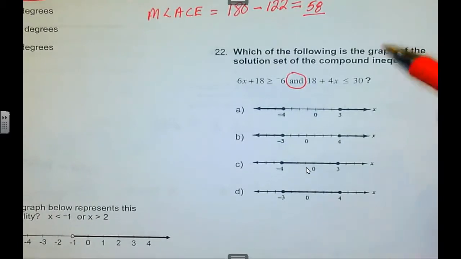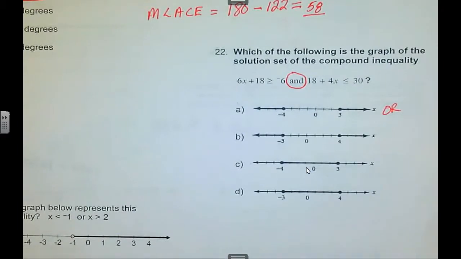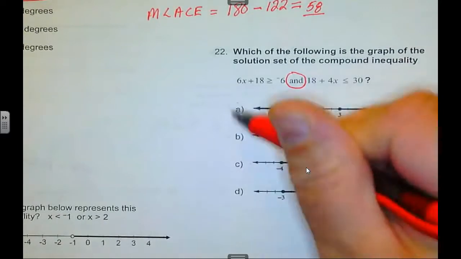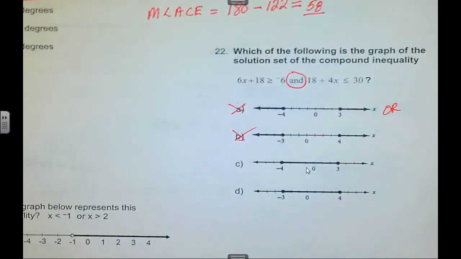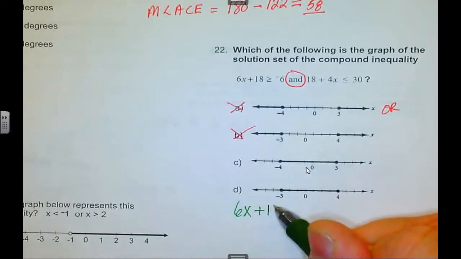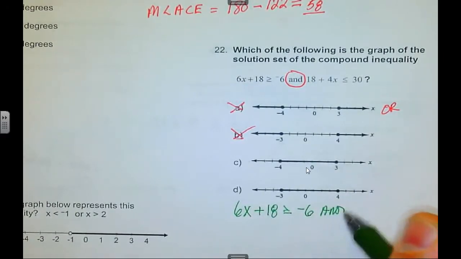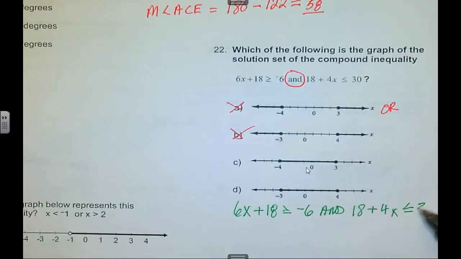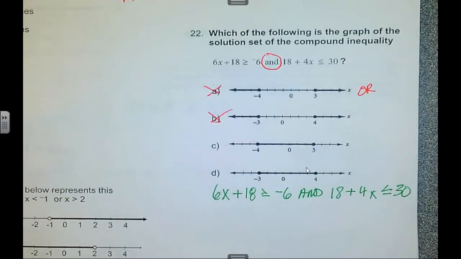Those are ORs. Okay? This is an OR. ANDs are going to be those in between. So I can eliminate these right off the bat. Okay? So 6x plus 18 greater than or equal to negative 6, and 18 plus 4x less than or equal to 30. Now, I could even save myself some more work, right?